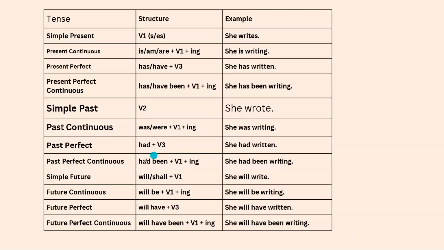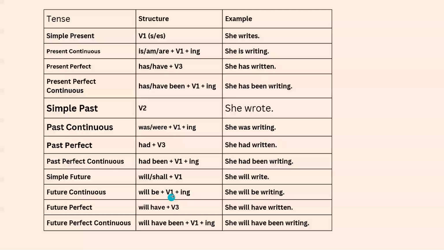Okay. So past perfect continuous, had been plus V1 plus ing. Had been you will be using, and then the ing form of the word. Simple future, will or shall you will be using. She will write, he will write, they will write. I shall write, you shall write, we shall write. Okay. They shall write. Future continuous, will be.